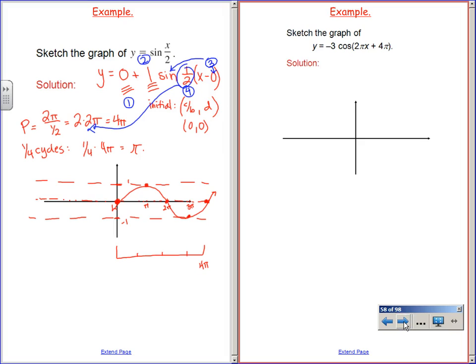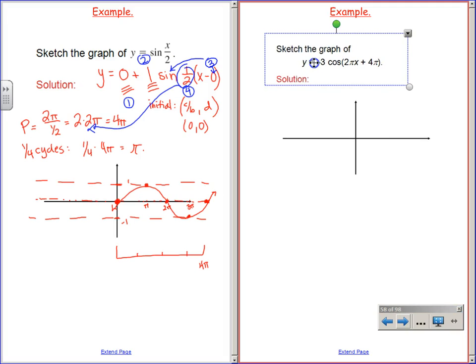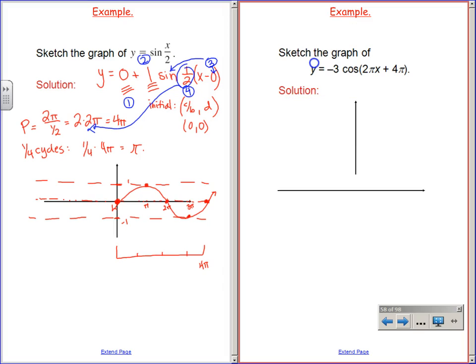This was a sine curve that just had a horizontal stretch by 2. Everything stayed the same, going up 1, down 1, starting at 0, 0. It just went to 4 pi instead of 2 pi. So what's different with this next one? A little bit harder. But there's still something that hasn't changed yet.